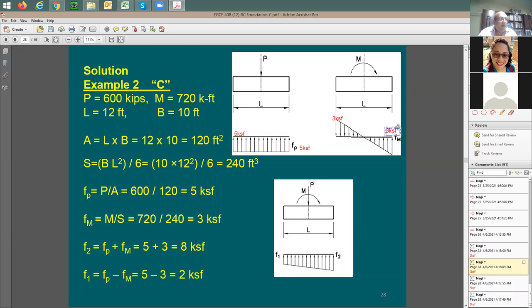Okay. Let me try to find out the final stresses. I have compression of 5 and tension of 3, so I end up with this side being 2 ksf as compression. You see here, I didn't say positive and negative. I just say it's tension or compression. The difference is I have more compression, so I can deal with it this way.